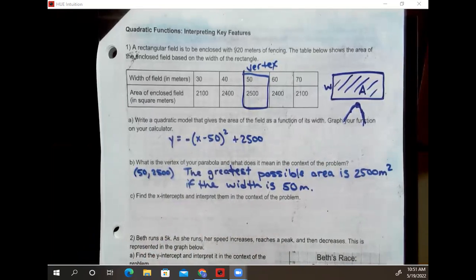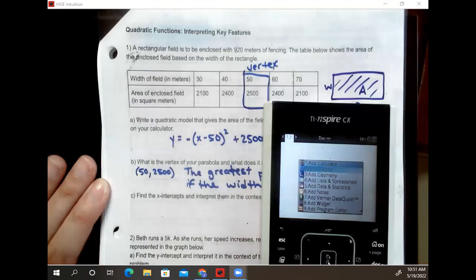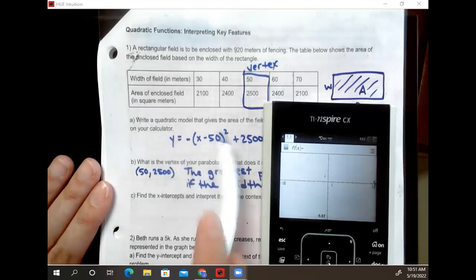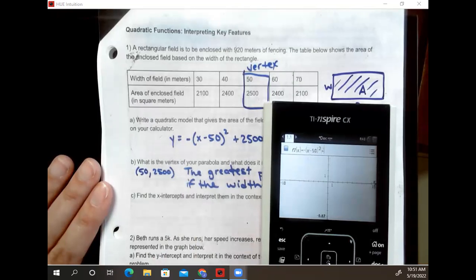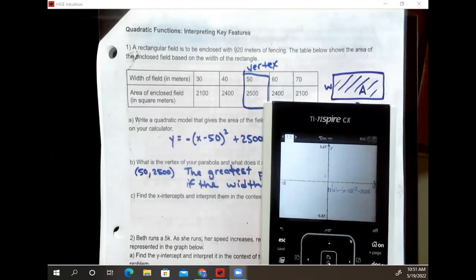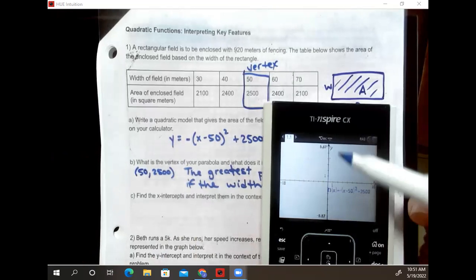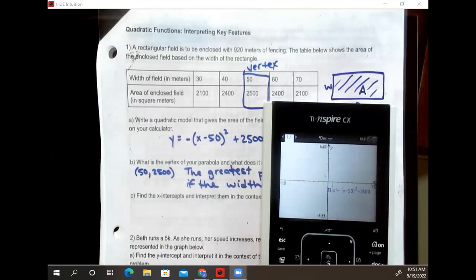Then part C says find and interpret the x-intercepts. So I'm going to go ahead and pull up my calculator here and graph the function that we've created. So be careful when you type this in. X minus 50 squared plus 2,500. Now, when I graph this, I don't see a parabola. I got that little blue flash for my graph right along the y-axis, but it definitely does not look like a parabola. So remember, we need to adjust our zoom.